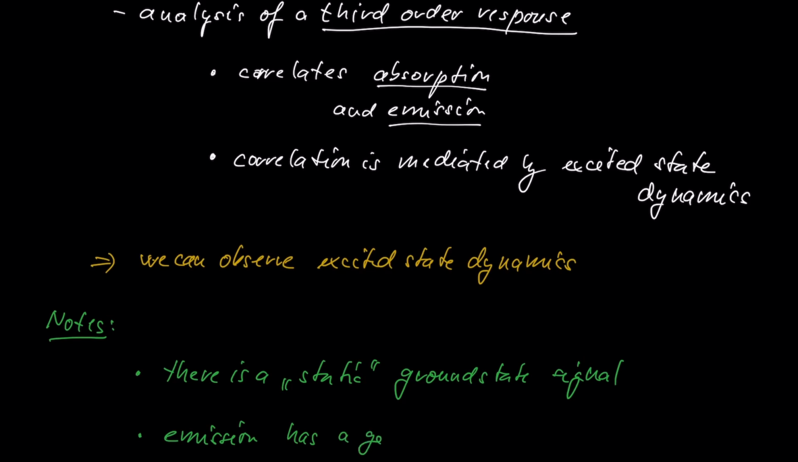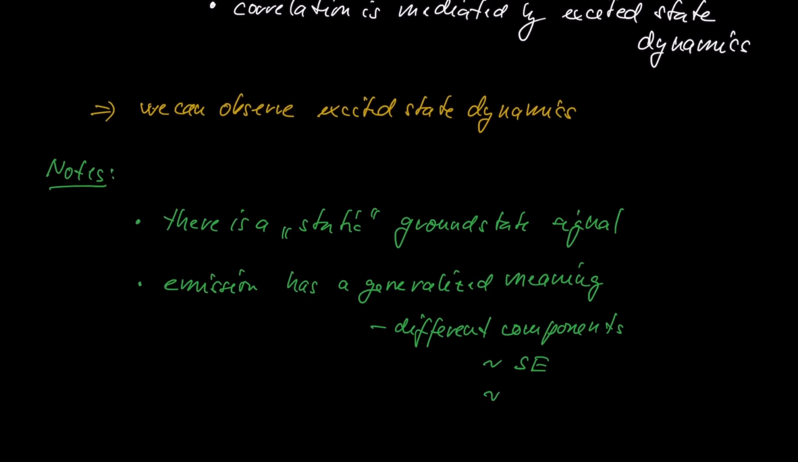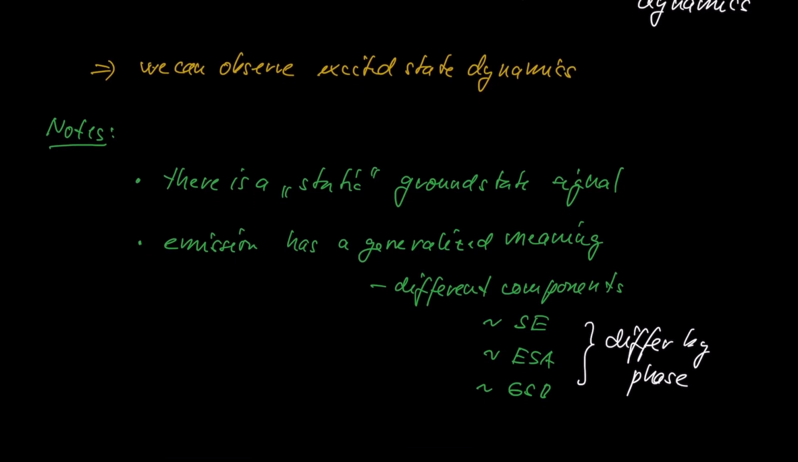So emission has some sort of a generalized meaning here, because we always emit, but we have different components of this emitted signal, and they correspond to stimulated emission, excited state absorption, and ground state bleach, and they differ by phase. So it is very important that we are able to actually determine the correct phase of our signal.